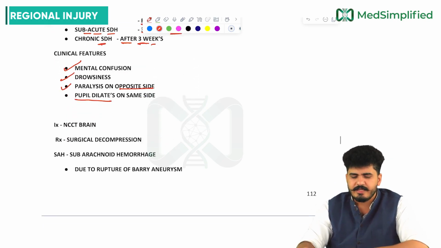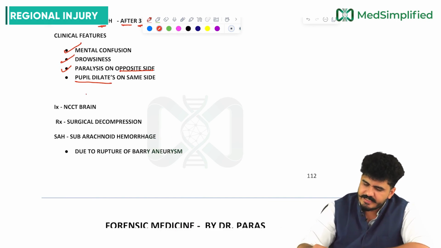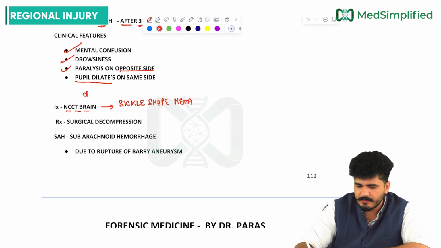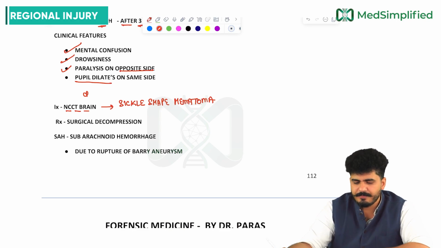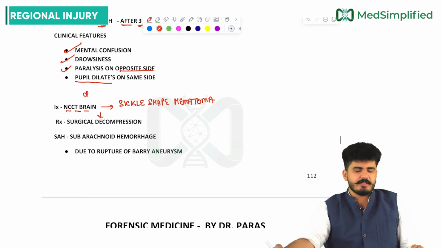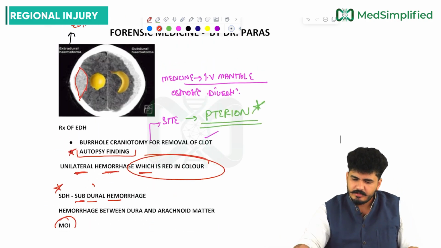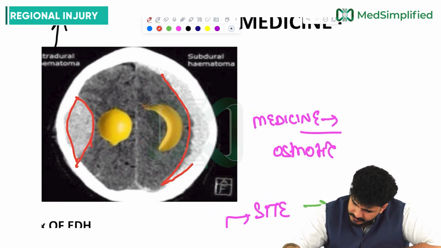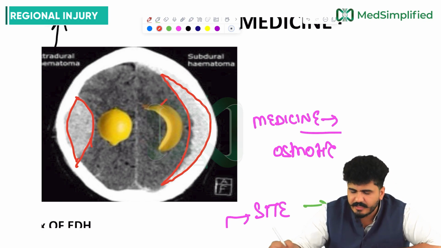Again, if I ask you the investigation of choice, your investigation of choice would be what, sir? Here, NECT of the brain. On NECT of the brain, you are going to see a sickle shape hematoma. Now you need to do the surgical decompression. Treatment is surgical decompression. If I can show you this right here, sir, this is sickle shape. You can observe right here, sir. This is sickle shape or banana shape.